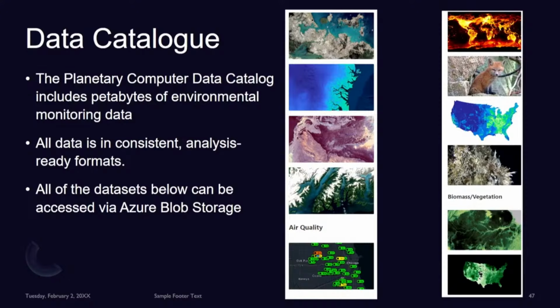Now you can see these are the different data sets which are available on the Microsoft Planetary Computer. The Planetary Computer data catalog includes petabytes of environmental monitoring data, satellite data. So all the data is in consistent analysis ready formats. So even in Google Earth Engine also all the data are directly ingestible. So they are directly in the analysis ready format. So all of these data sets can be accessed via Azure Blob Storage. Actually, in Microsoft Planetary Computer, the data is stored on Azure Blob Storage.